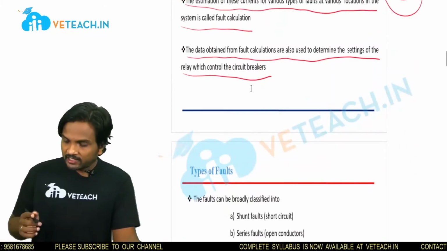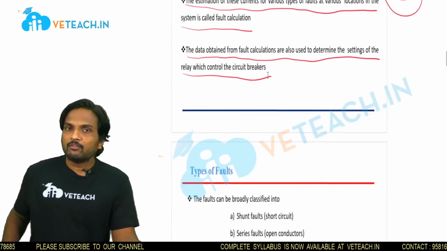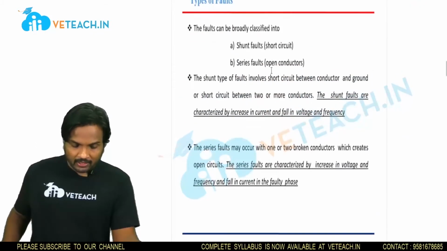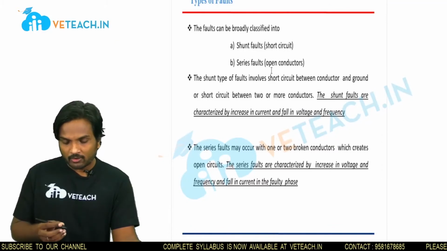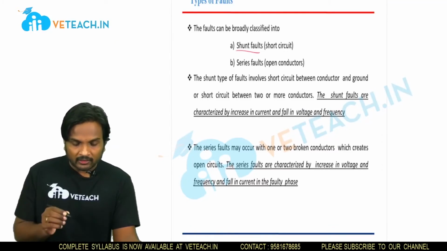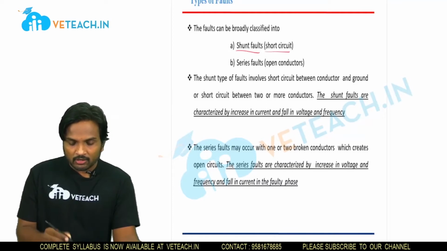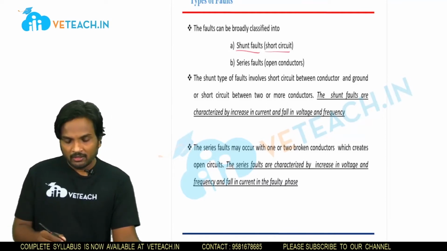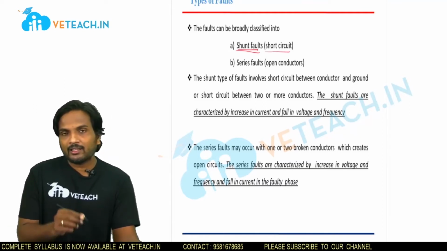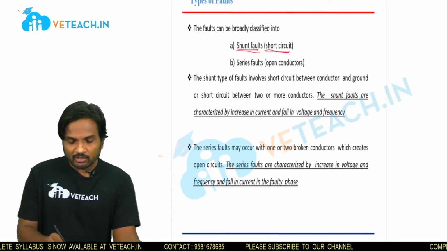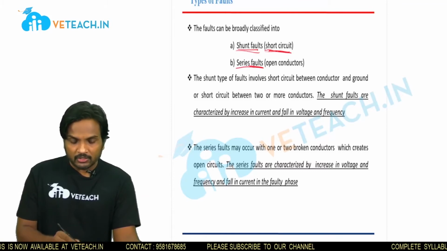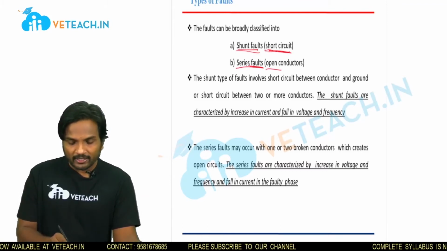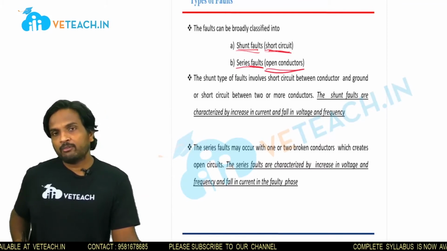Next, we will see the types of faults. Generally, faults can be broadly classified into two types. The first one is shunt faults. Another name for shunt faults is short circuit faults. The next one is series faults, which are also called open conductor faults.